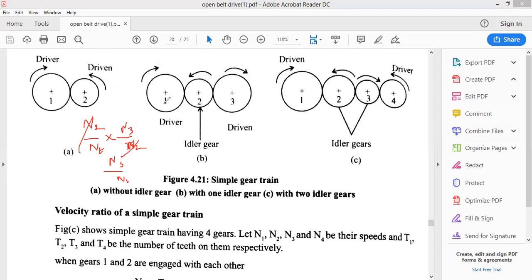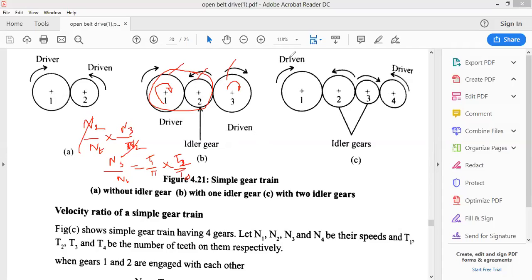What is the number of rotations the first shaft is going to rotate? How many rotations the last shaft is going to rotate is what we want. But that depends upon how many teeth are present here, here, and here. So it's going to be T1 by T2, that is from the first two gears, and then into T2 by T3, right?